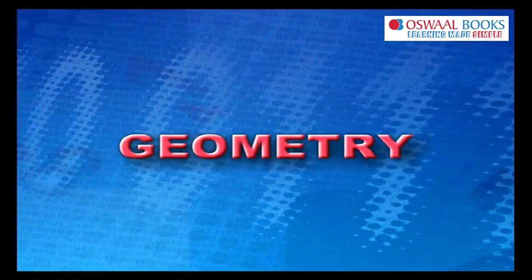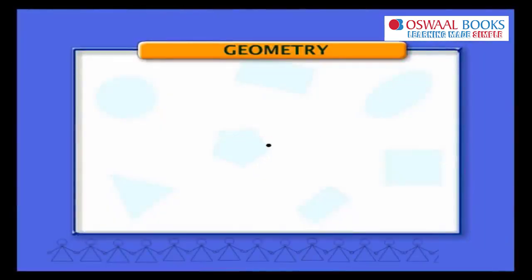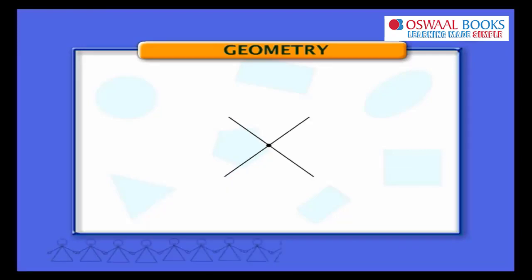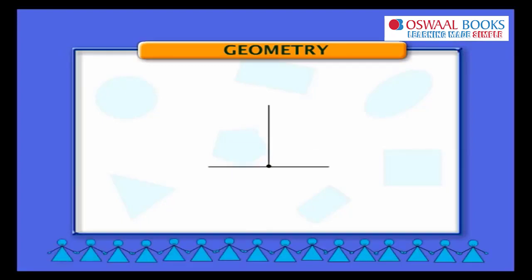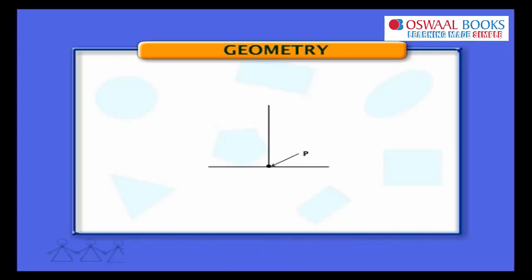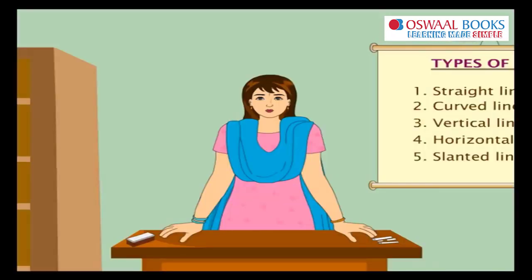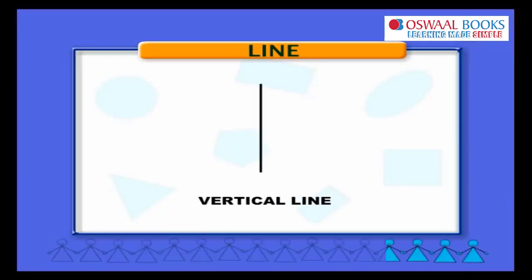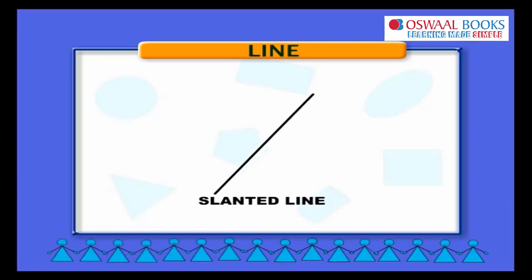Geometry. Point. A dot seen on the screen is called a point. A point has no length, no breadth, size or shape. When two straight lines meet, the meeting point is called a point. It is generally denoted by a capital letter P or Q. Line. A line has no starting point or end point. A set of points is called a line. There are many types of lines. A straight line, a curved line, a horizontal line, a vertical line, and a slanted line.